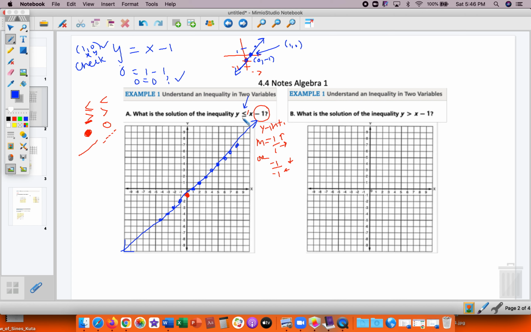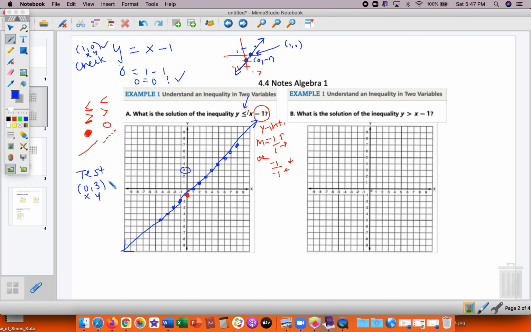Now it says less than or equal to, so where are the solutions that are less than or equal to x minus 1? Our shading is either going to be on this side of the line or on this side of the line. We have to decide where that shading is. I'm going to test a point that's on one side of the line. You can pick any point. I'm going to test one that's far enough away from the line. So I'm going to test (0, 3).